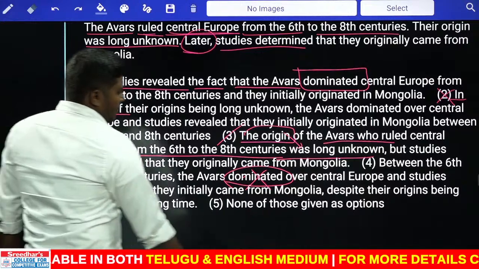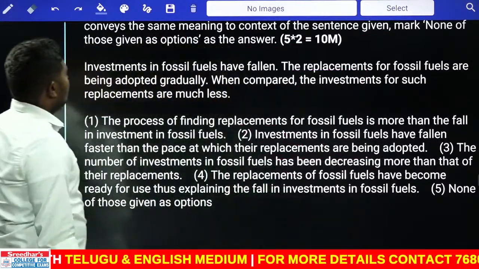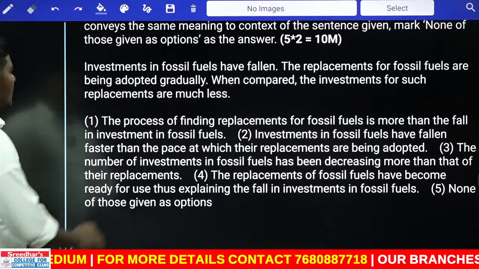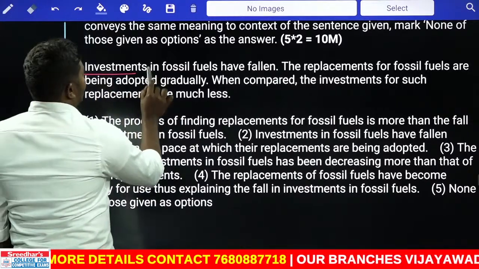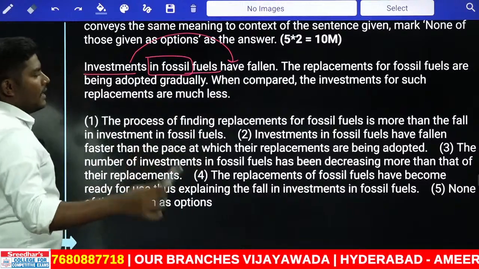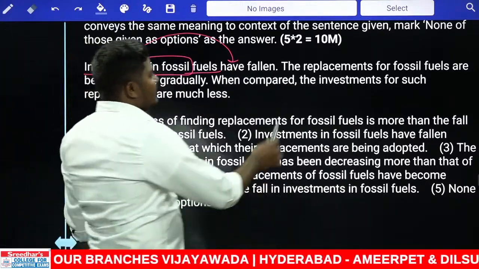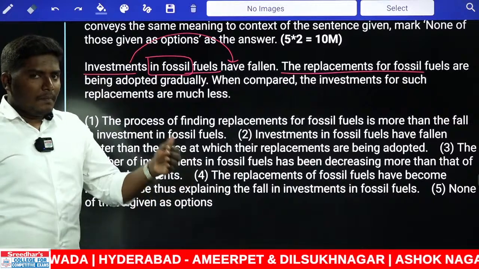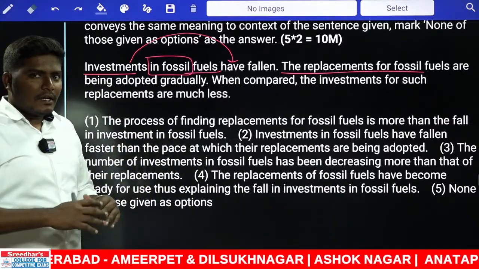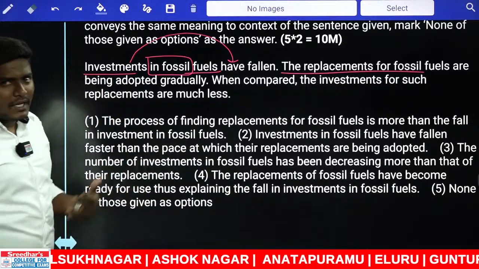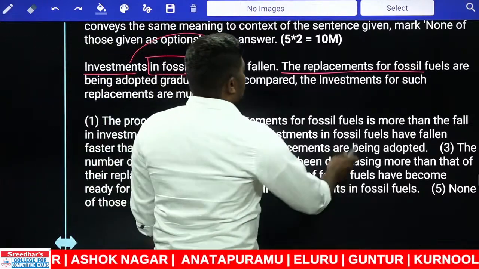Next, 123. Investments in fossil fuels have fallen. Investments were in fossil fuels. These investments have fallen. Okay. The replacements for fossil fuels. See, I am investing in fossil fuels, but I am not presently trying to invest in fossil fuels. Now I need some replacement, right? Instead of fossil fuels, I need to replace something, some other investment.